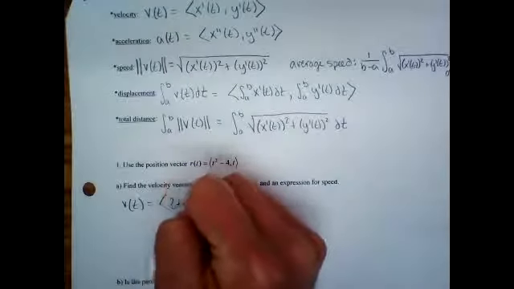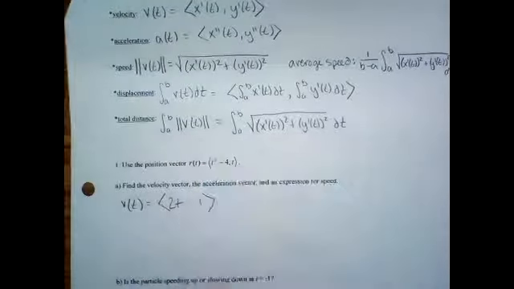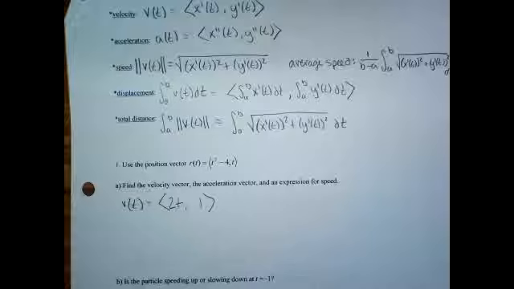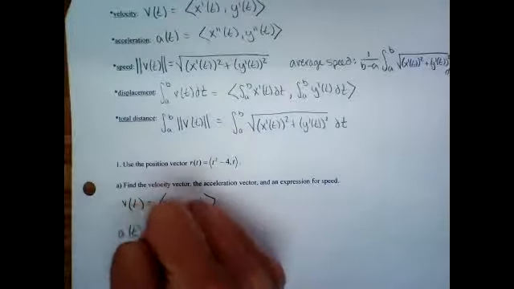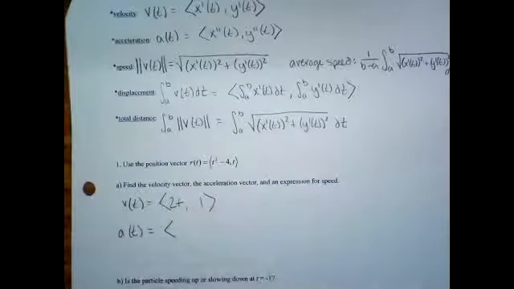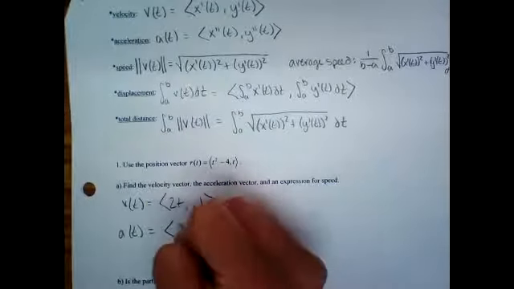2t, good, and then comma 1. See, that wasn't so bad. This is one of those things, it kind of frustrates me because mathematicians make stuff look super scary when it's actually not, right? And then acceleration vector, we're going to do the derivative of that, which would be good.